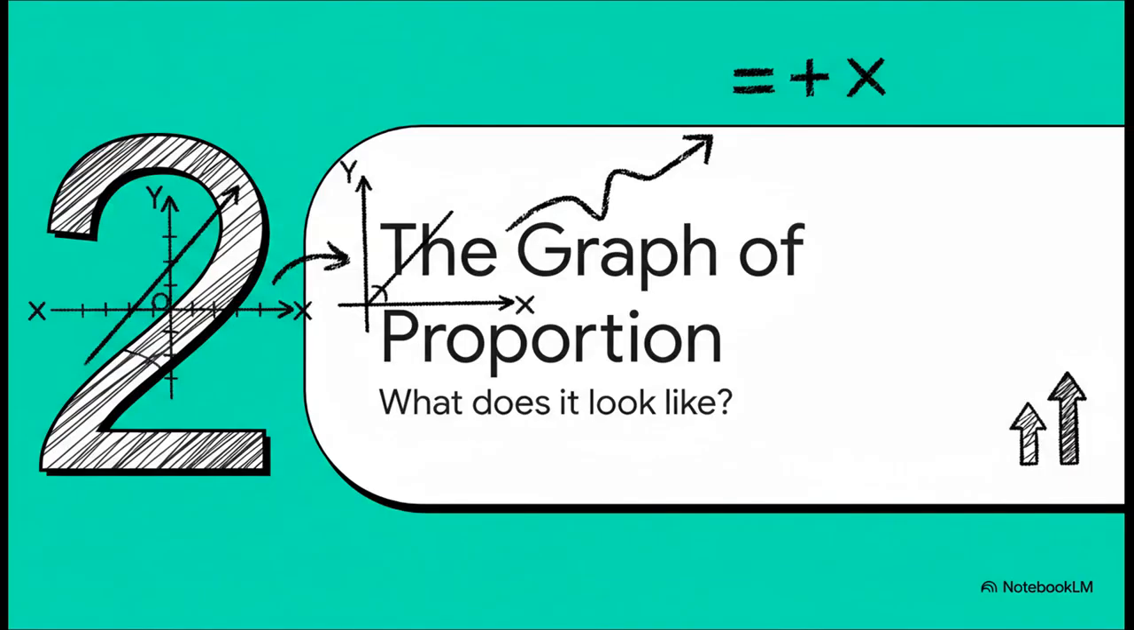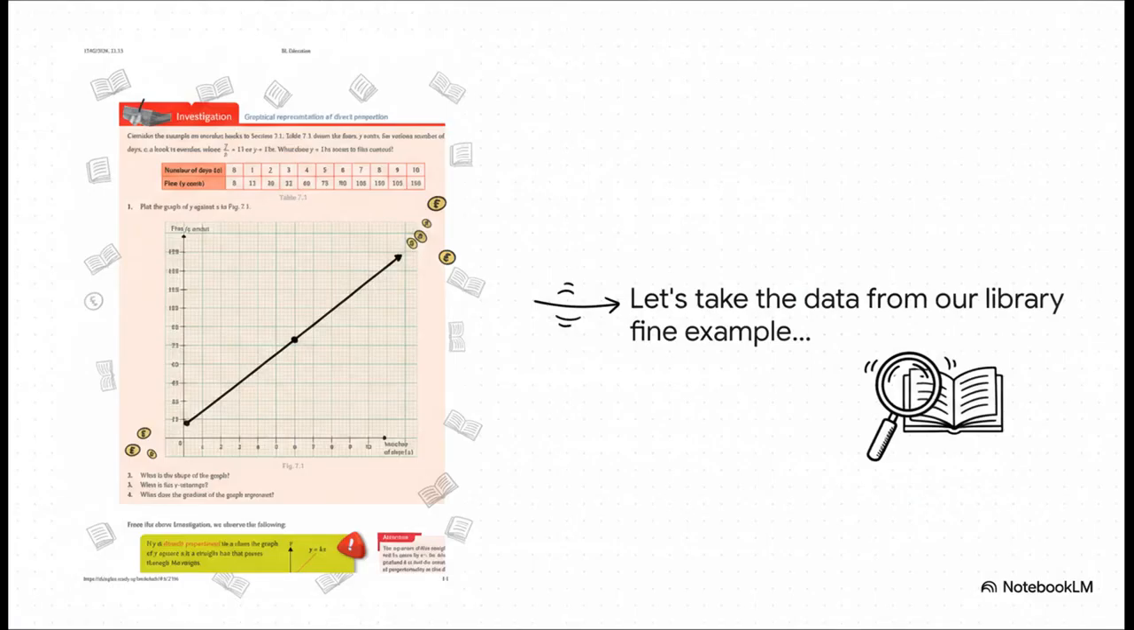Okay, so we've got the formula down, but let's see what this relationship looks like visually. An equation is one thing, but a graph can tell the whole story in just a single glance. So what does a direct proportion look like when we plot it out on a chart? Let's stick with our trusty library fine data. So on the horizontal axis at the bottom, we'll plot the number of days a book is overdue, and on the vertical axis, we'll put the fine in cents.